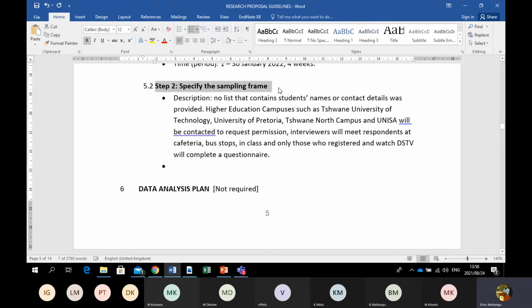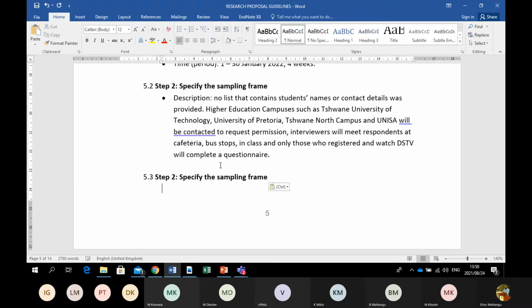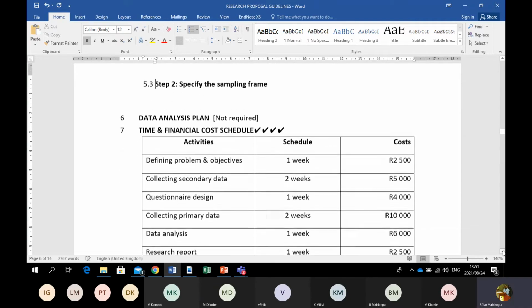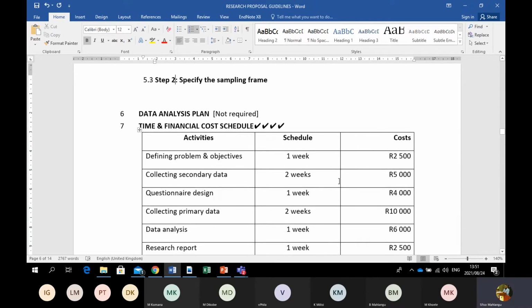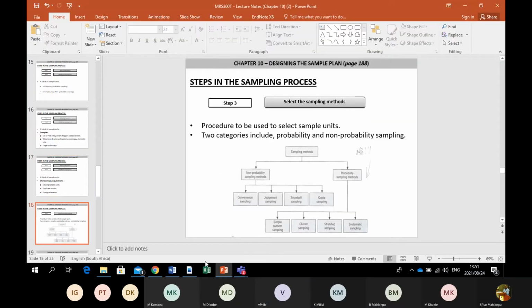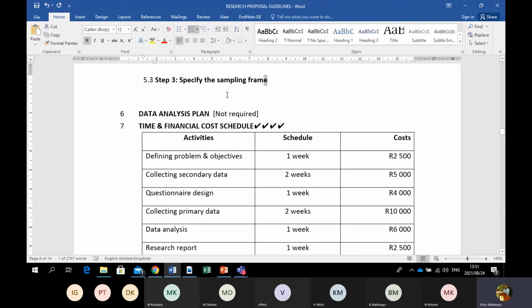Looking into the next step, which is step 3. Let's do it on the next page. This step is worth 4 marks. If you go back to the PowerPoint slide, in this step we select the sampling method. When you select the sampling method, you've got 2 categories. You can choose between probability sampling versus non-probability sampling. So we already know here that our step is about selecting sampling methods.